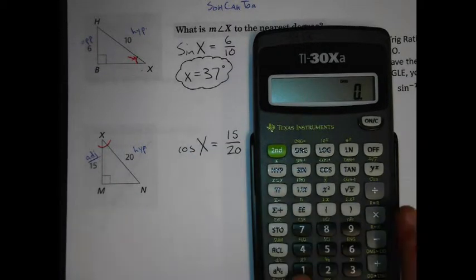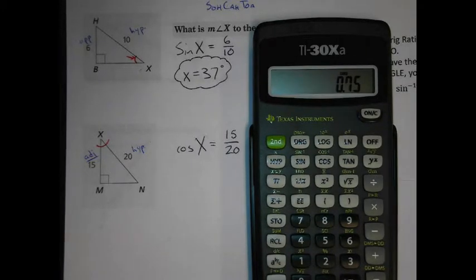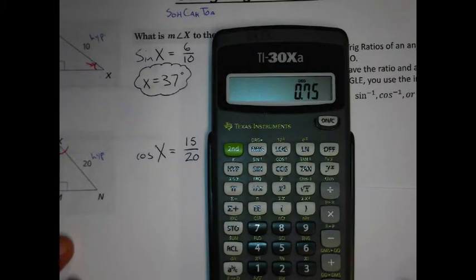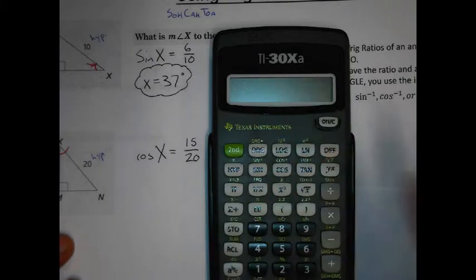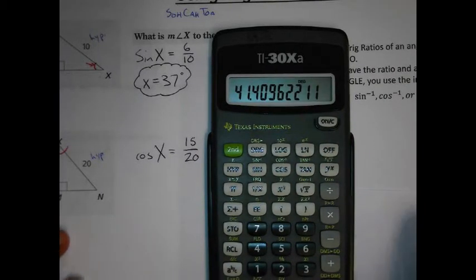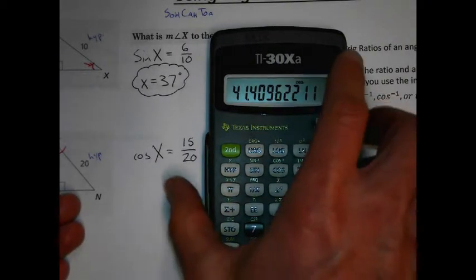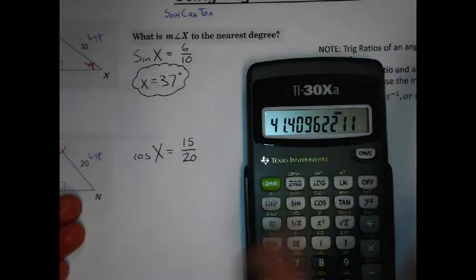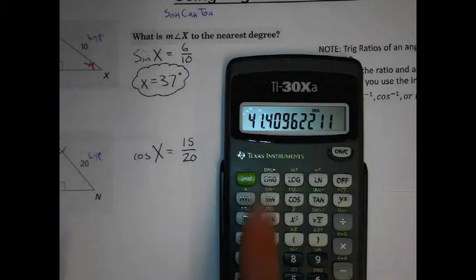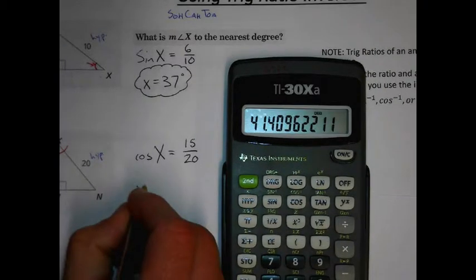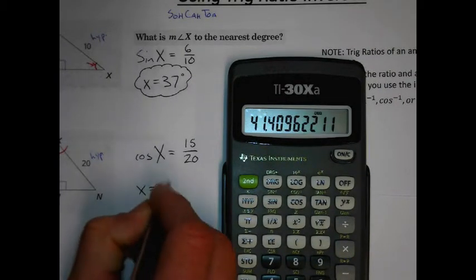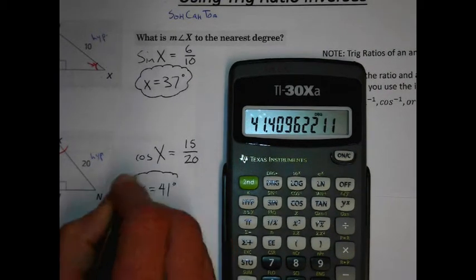So we have 15 over 20, or 15 divided by 20. We have our value, 0.75. And what we're going to do is find the inverse cosine. So the shift key and the cosine button. And we have a degree measure. Okay, it's 41.409. And we are rounding to the nearest degree. So the nearest degree, 41.4, that ain't enough to bump us up. So it's going to stay that our measure of angle x is 41 degrees.